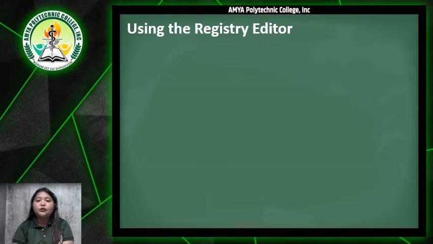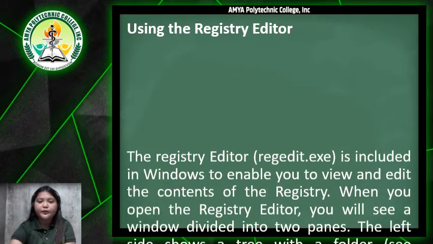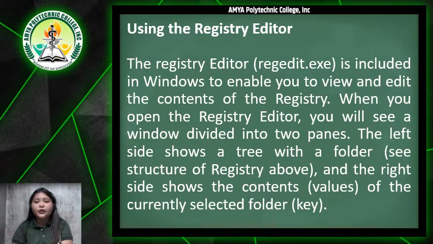And then for using the registry editor. So the registry editor or the regedit.exe is included in Windows to enable you to view and edit the contents of the registry. When you open the registry editor, you will see a window divided into two panes. The left side shows a tree with folders, and then the right side shows the contents.